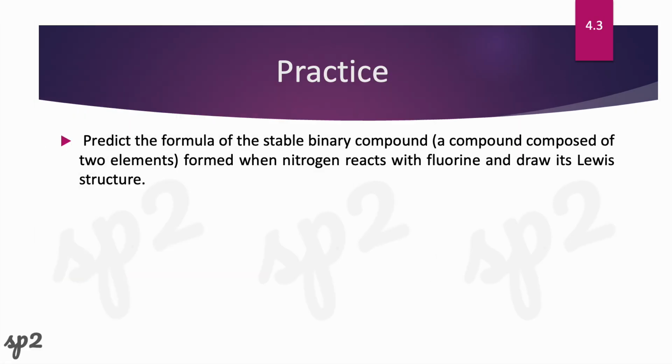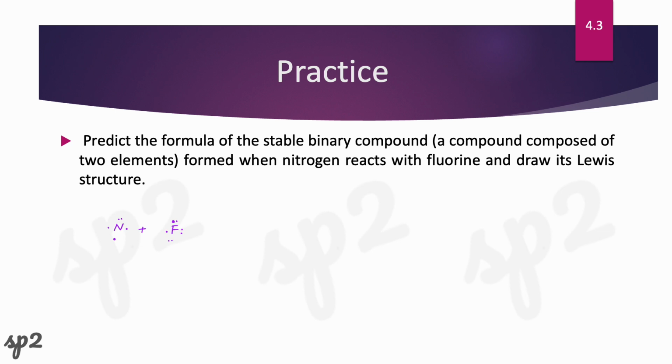Okay, so here's our practice. Predict the formula of the stable binary compound, which means a compound composed of two elements, formed when nitrogen reacts with fluorine, and also draw its Lewis structure. Okay, so looking at your periodic table, nitrogen has 5 valence electrons. Bear with me while I'm drawing these dots. And then when you look at fluorine, we have 7 valence electrons. That means only one of them is unpaired, right?